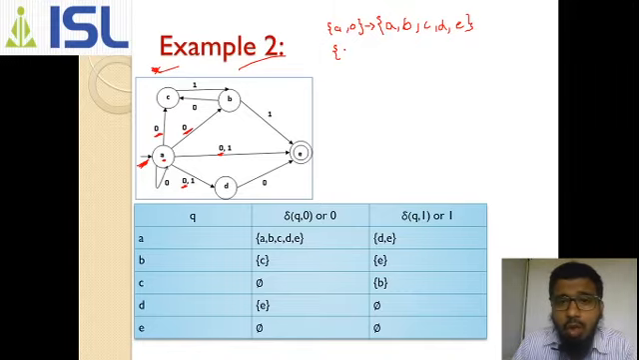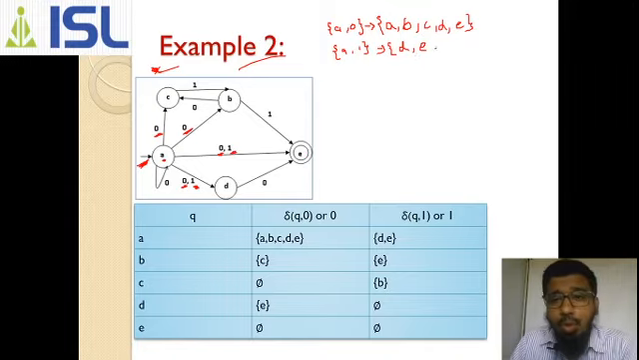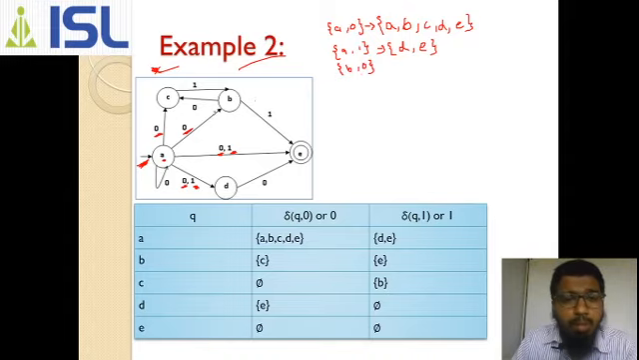Now A comma 1. Here A comma 1 is going to D, and A comma 1 is also E. Is there any other possibility? No. So just close this. Now the next one is B comma 0. Let's see.